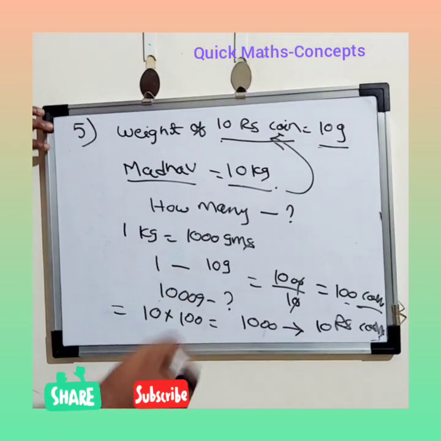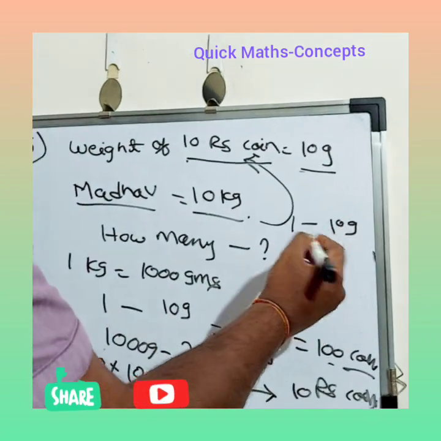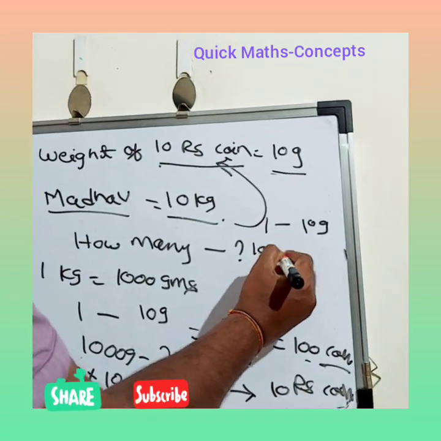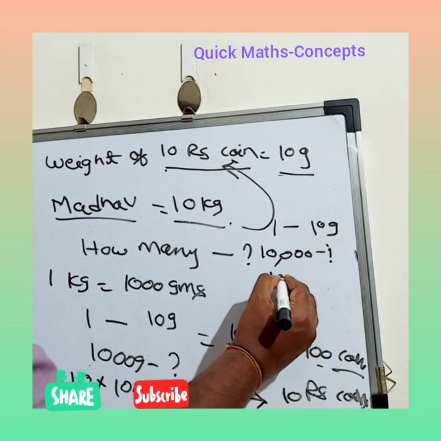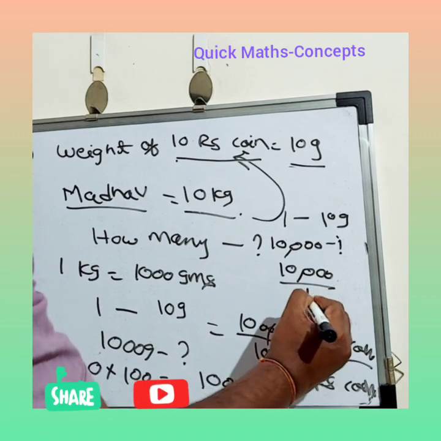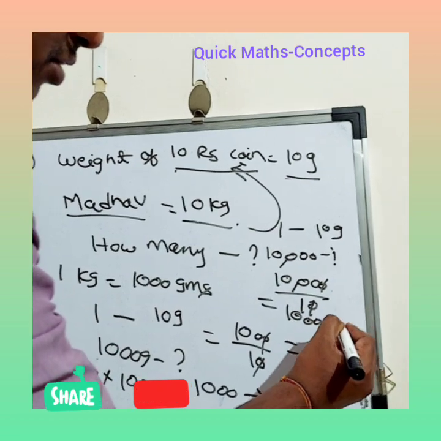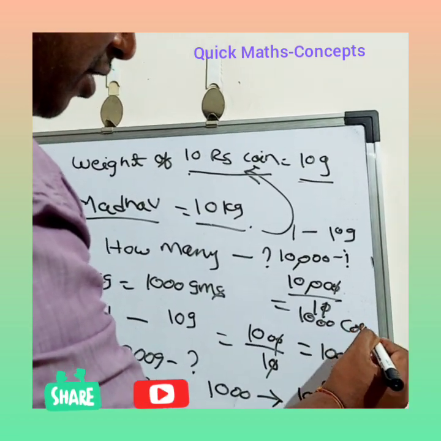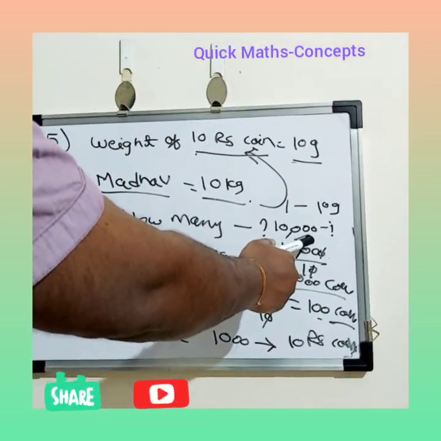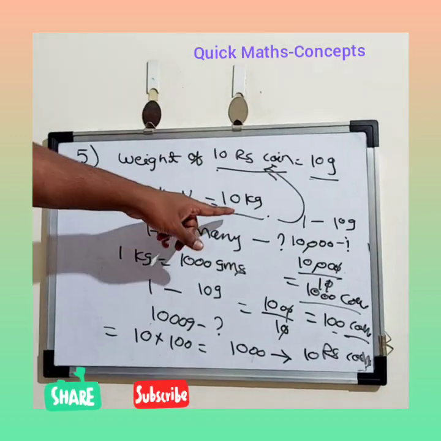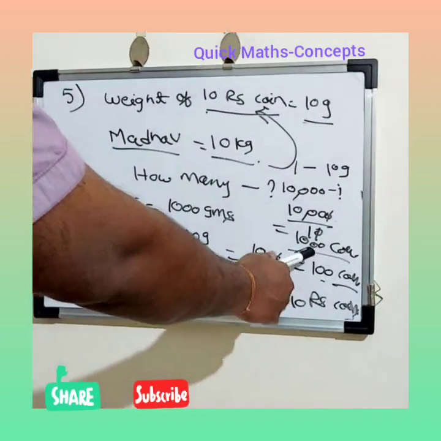Or else you can use another logic. One coin weighs 10 grams. Then 10,000 grams, because 10 kg is 10,000 grams. Weight, how many coins? Simplest. 10,000 by 10. The zeros cancel. Another way, you can directly get the answer, 1000 coins. One method, you found the value for 1 kg. Another method, you directly find the value by applying the total weight of 10 kg. You have found the value of total coins here.